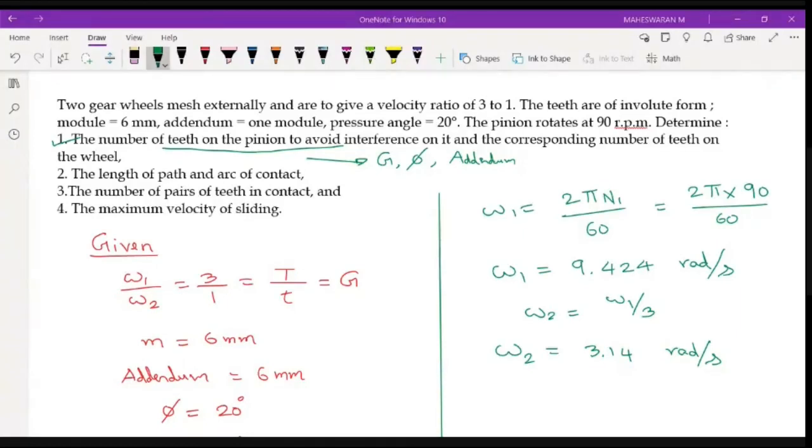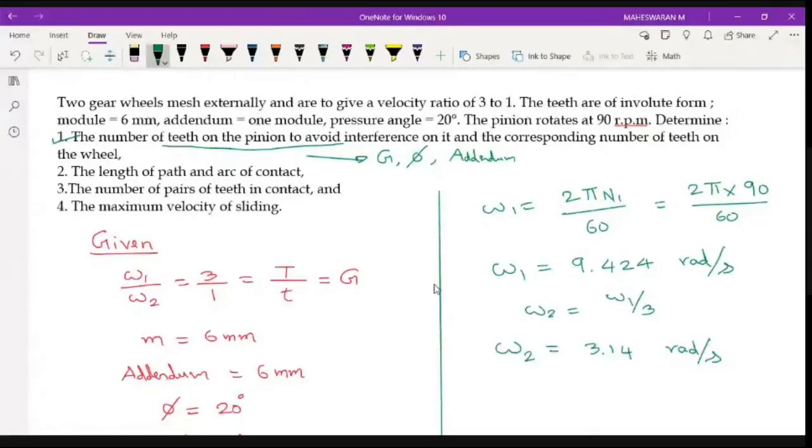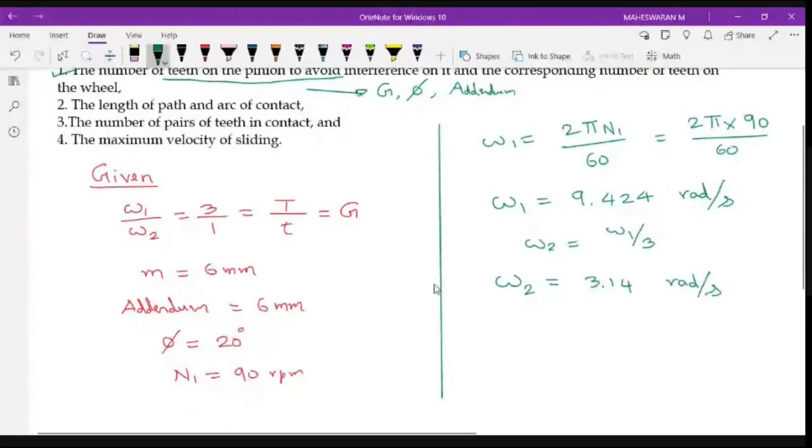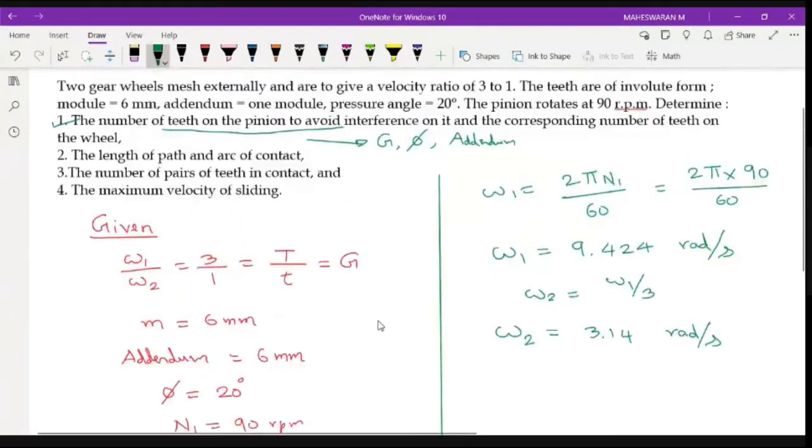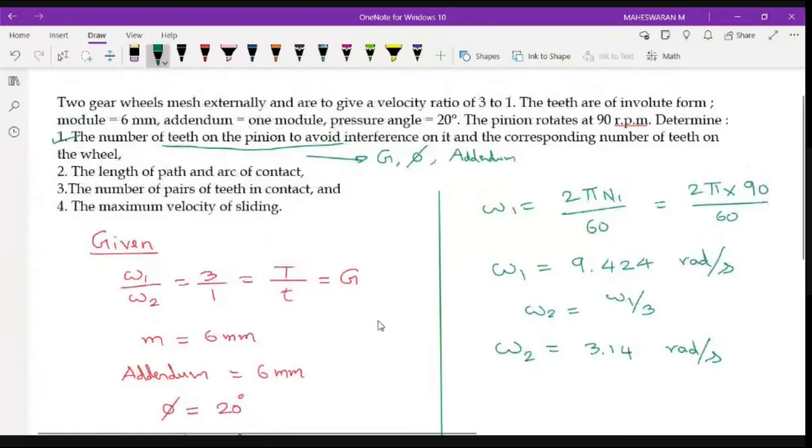So actually, no need to confuse. Whenever they give addendum, you substitute it directly. If you want to identify addendum, that is for one module, you multiply with the module. Are you getting it, Balakrishnan? Yes, sir.